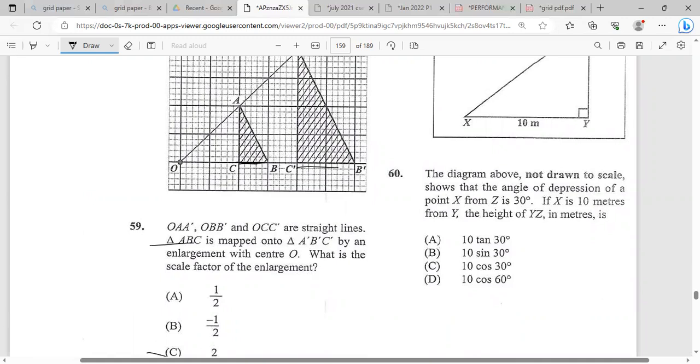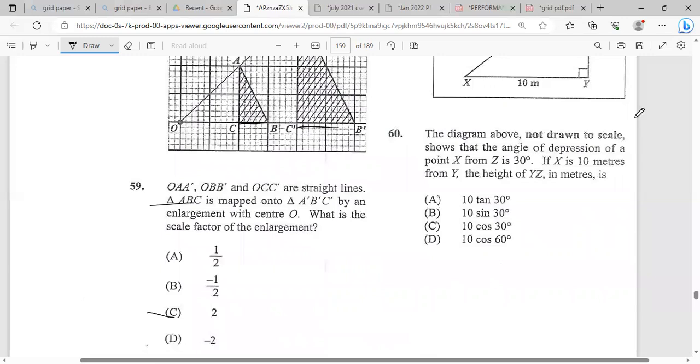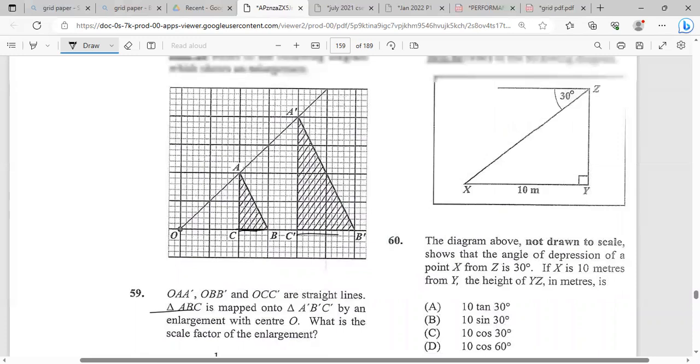Let me say for C. Yeah, that is C. And for the final one, big up to everybody, all the best in your examination.